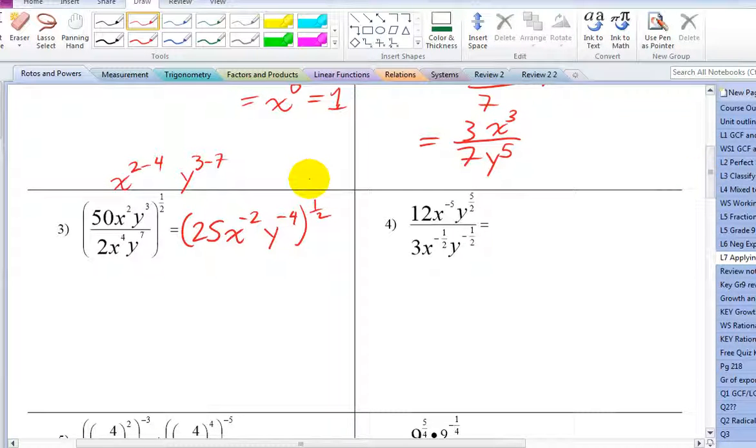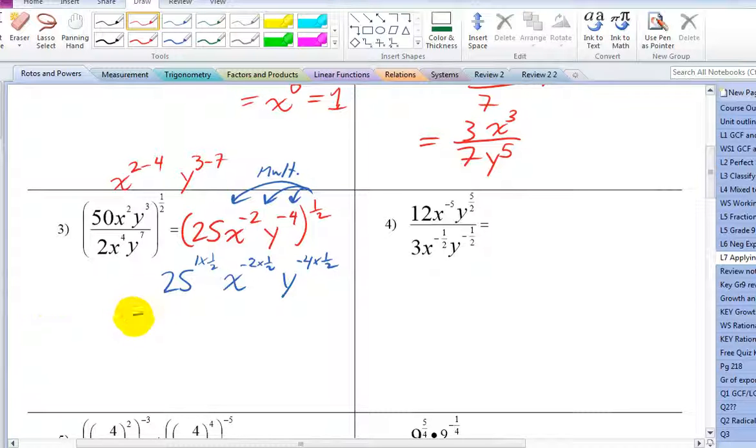Okay. So let's take the 1/2 and multiply it in. It's a power to a power, so it gets multiplied in. So we get 25 to the exponent 1 times 1/2, x to the exponent -2 times 1/2, y to the exponent -4 times 1/2. And when you get really good, you won't have to show all this work. But you should now.